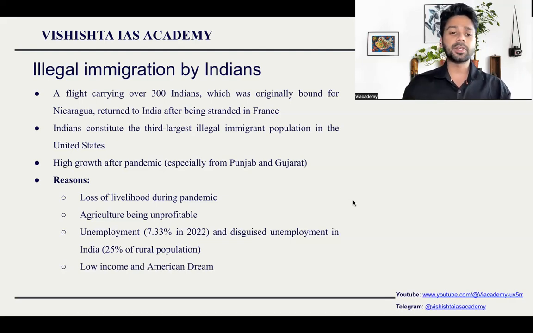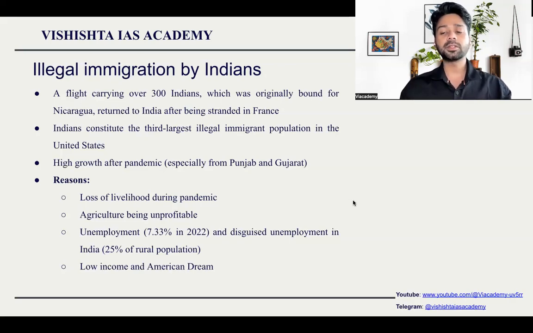Unemployment in India has been very high for a very long time now. It was 7.33 percent in 2022. Disguised unemployment is another major problem. Disguised unemployment means a person engaged in some kind of employment, but where his potential is not being used completely. 25 percent of the rural population in India is in disguised unemployment.